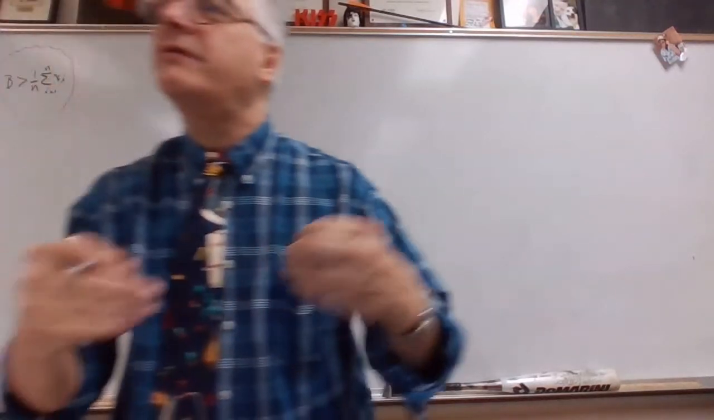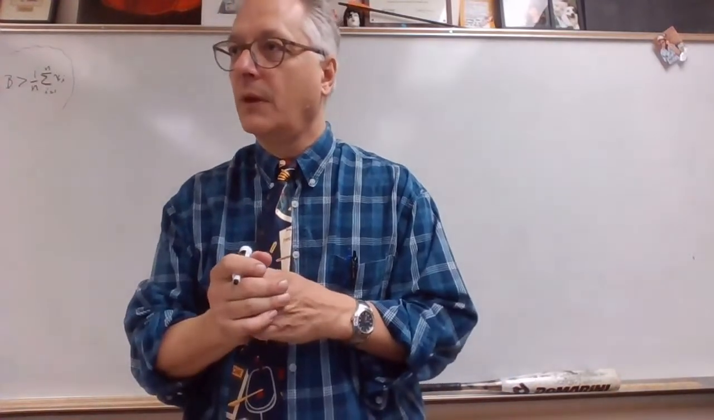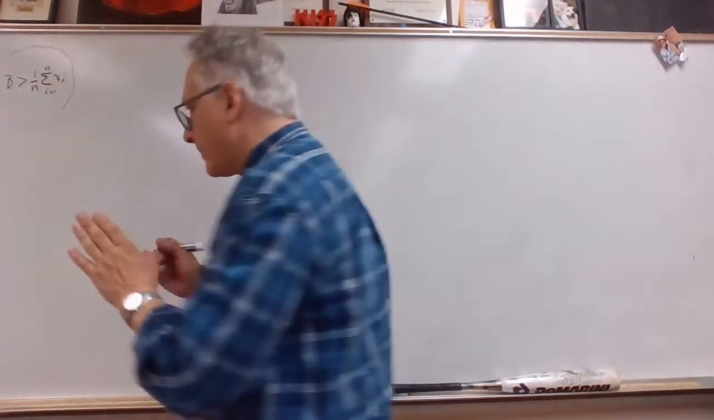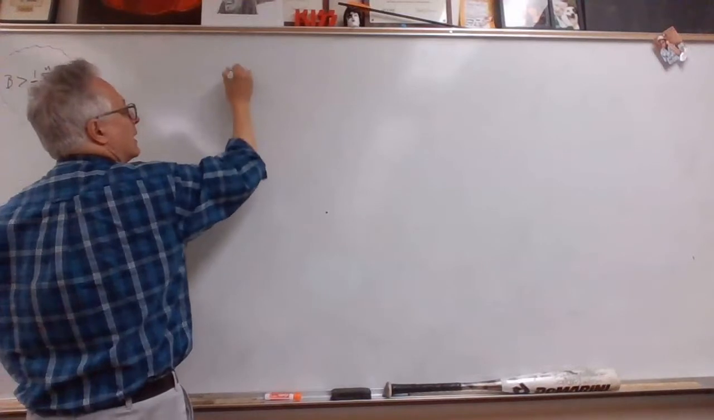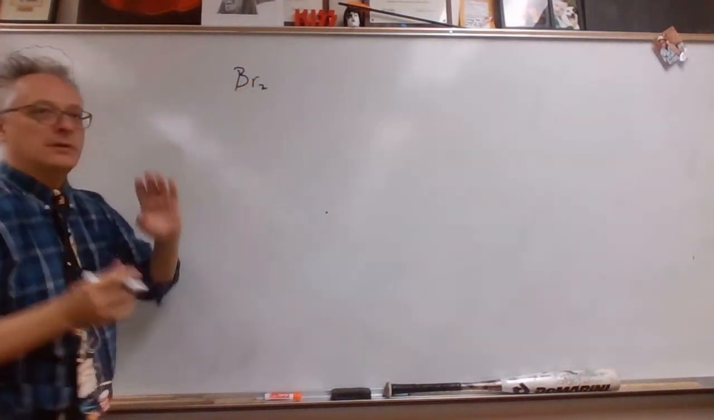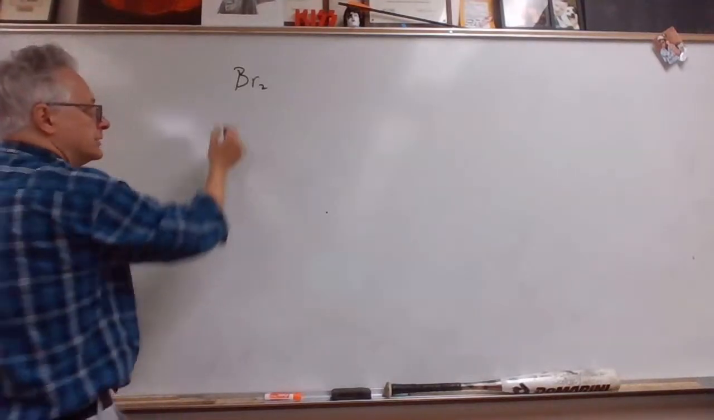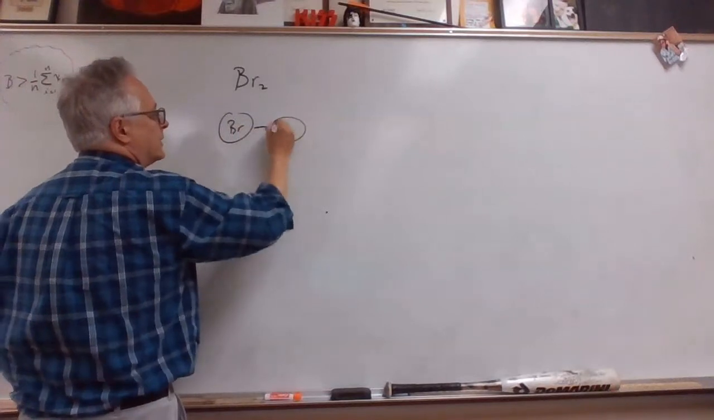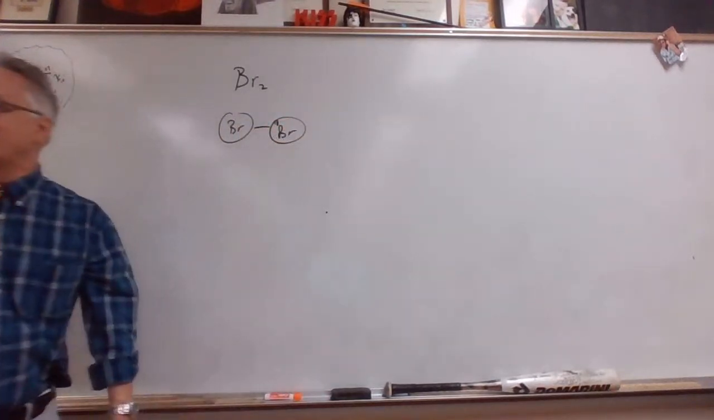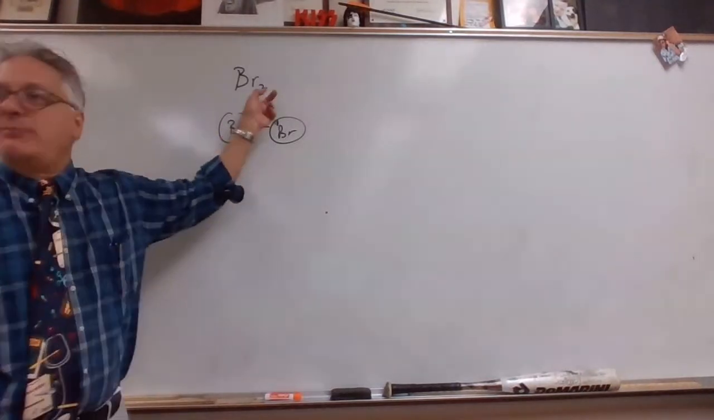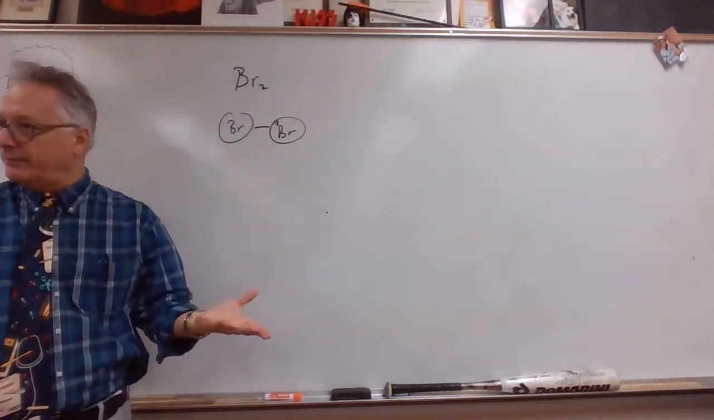There are a series of elements that occur in nature as molecules. I may have mentioned them to you. And they are the following. Br2. Bromine in nature occurs as a diatomic element. So it's a Br attached to another Br. And we don't call it dibromine. We just call it bromine.